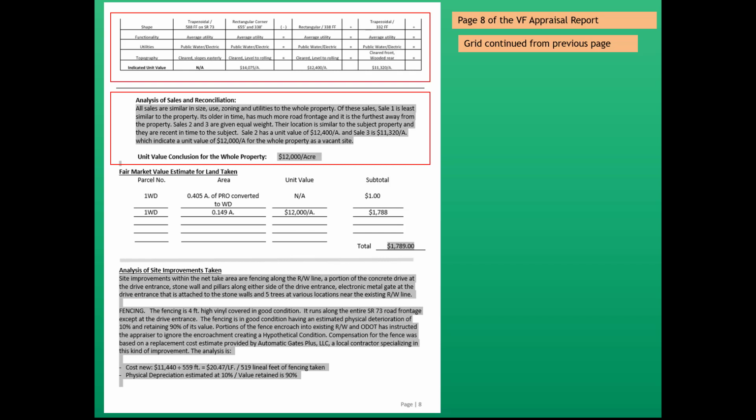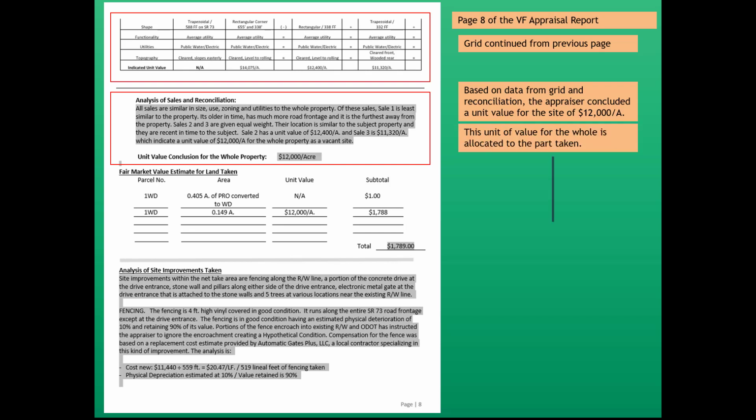Sale 2 has a unit value of $12,400 an acre, and sale 3 is $11,320 an acre. They indicate a unit value of $12,000 an acre for the whole property as a vacant site. The unit value conclusion for the whole property is $12,000 an acre, which then leads us into the next section, which is the part taken, the fair market value estimate for the land taken.